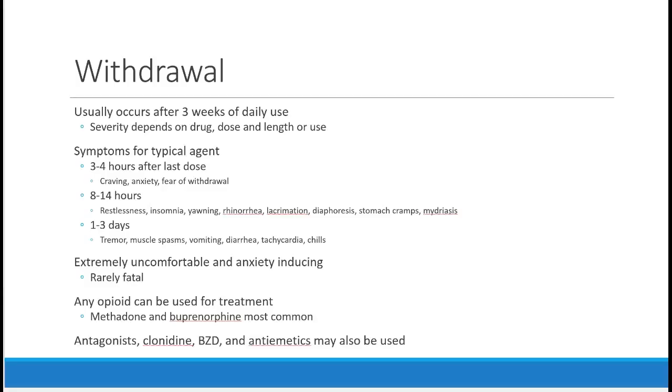Any opioid can be given for treatment. Methadone, probably the more common one. We already talked about some other medications that can be used, benzodiazepines, clonidine.